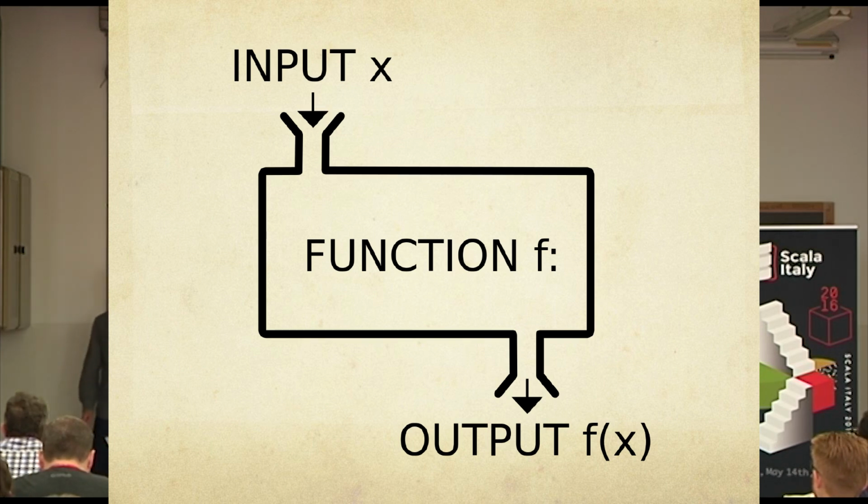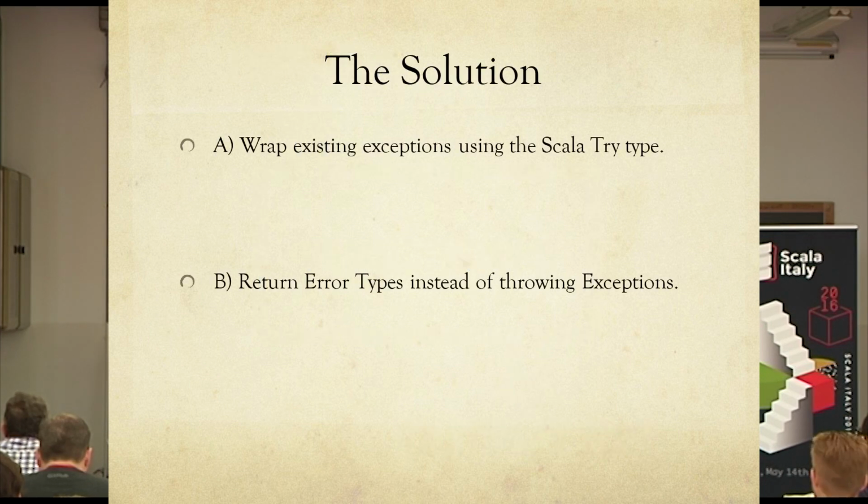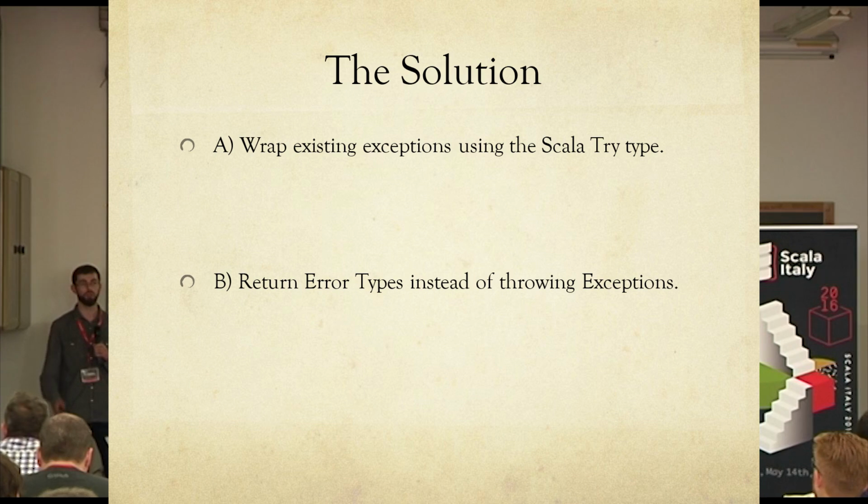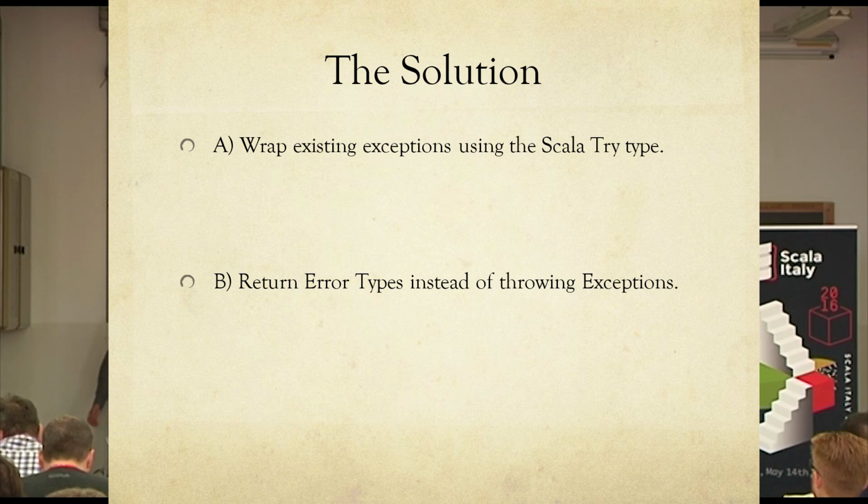So one of the best parts about functional programming is this concept that any expression can be reduced to a value of a defined type. But that's not the case whenever exceptions are thrown within these expressions. So to solve this, you can do two things. You can wrap the exceptions in the Scala Try type, or you can use a type like Either or a Scalaz Or to return a failure type whenever exceptions occur.